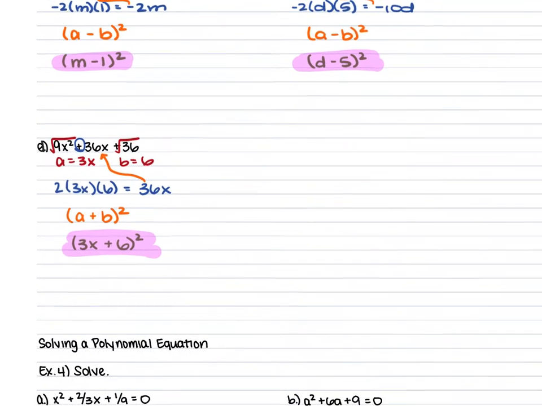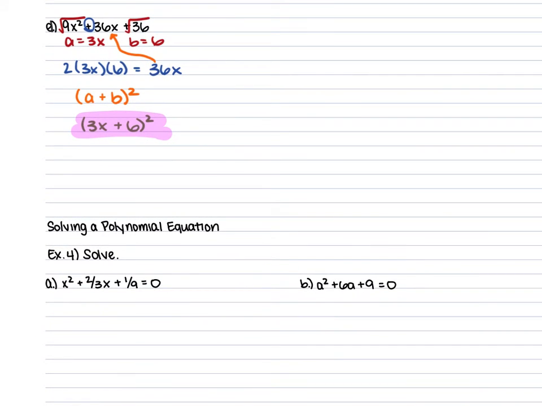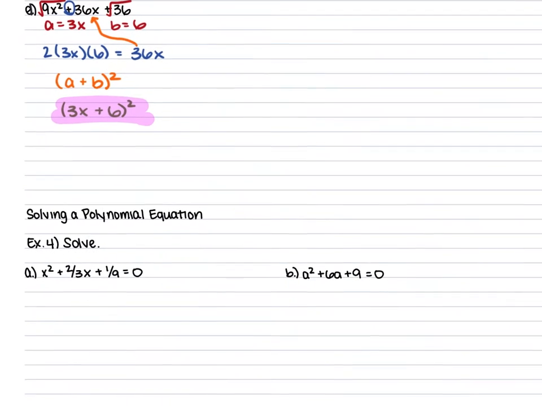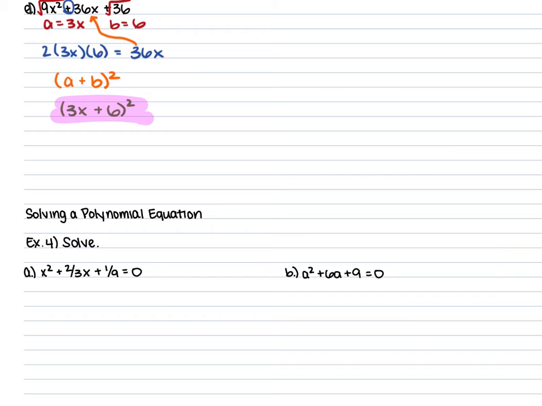From everything that we've done so far, we can use what we know to solve these polynomial equations. You want to remember a couple things with these. First, make sure that your equation is set equal to 0. If it's not set equal to 0, get everything on the same side. Second, make sure it's in standard form. Lastly, if you can factor out a greatest common factor, start by factoring out a greatest common factor.